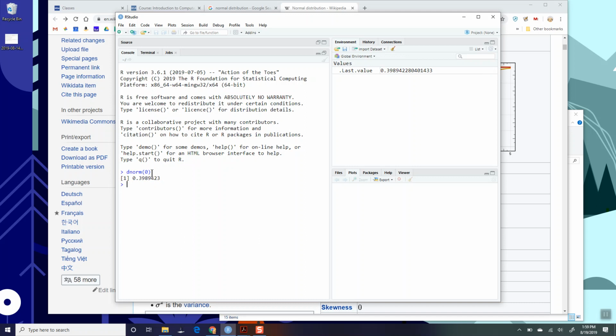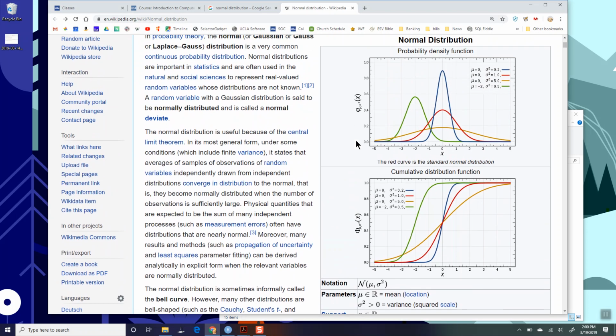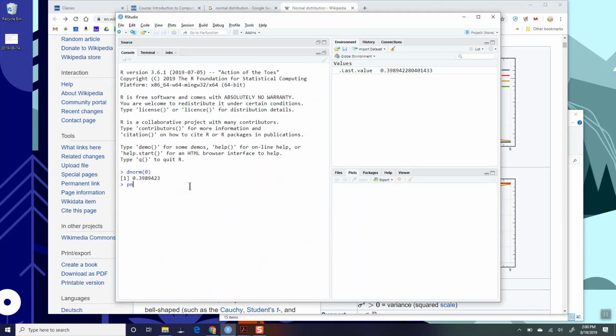D norm of 0 is around 0.4, 0.3989. That's the PDF. It's the height of this red bar, or this red line. It's around 0.4. P norm, which is the CDF, P norm of 0 is what? You guys should all know this. 0.5. And what is Q norm? Q norm of 0.